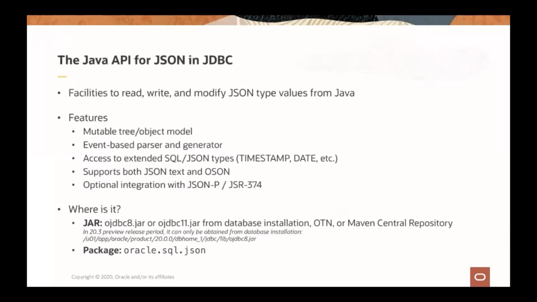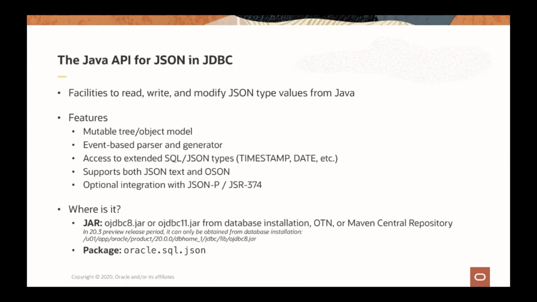So we're going to talk about today the Java API for JSON processing in JDBC. And so what is this thing? It's facilities to read, write, and modify JSON type values from a Java program. The specific features include a mutable tree or object model, an event-based parser and generator. It provides access to these extended types I mentioned, timestamp, dates, and so on. It supports both JSON text and this OSON binary format, and it has optional integration with JSONP or javax.json.